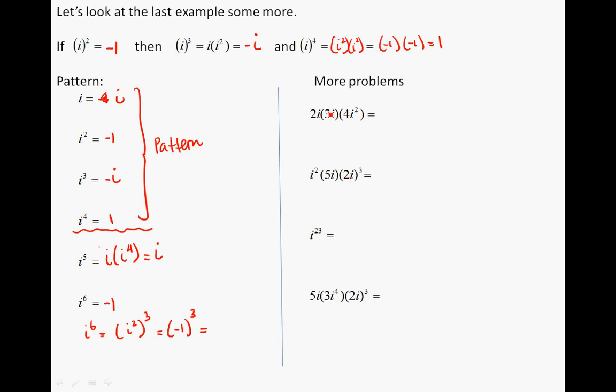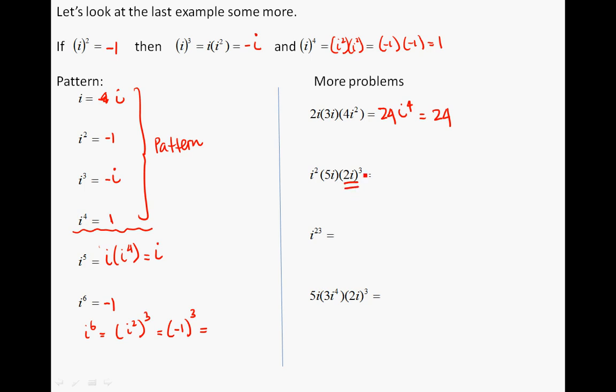Other stuff, well, you can involve numbers. So if you do this, you just do 2 times 3, which is 6, times 4, that's 24. And then count how many i's we have. We have 1, 2, 3, 4. And we just saw that i to the fourth was 1. So that's just 24.